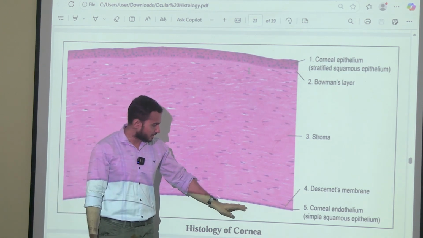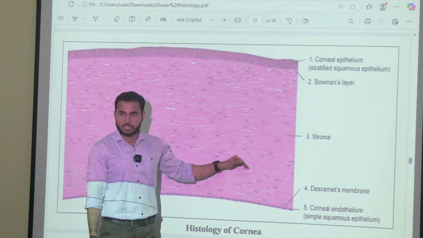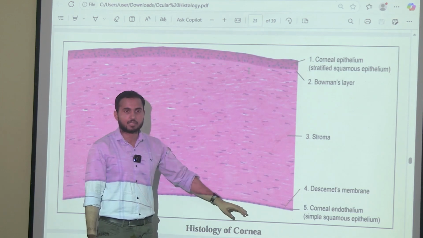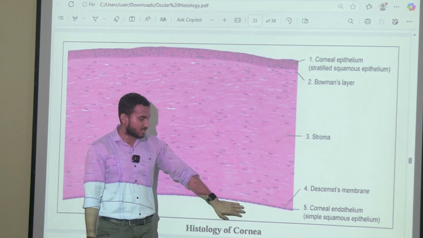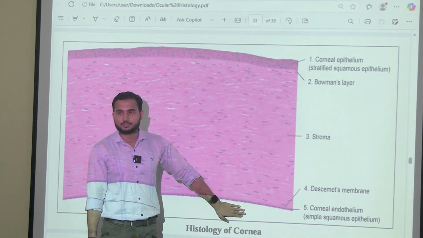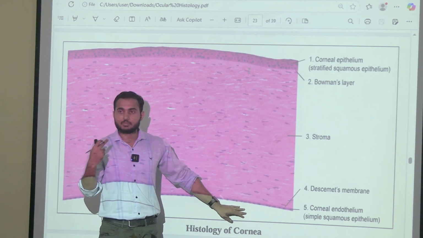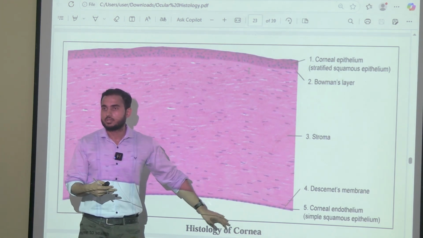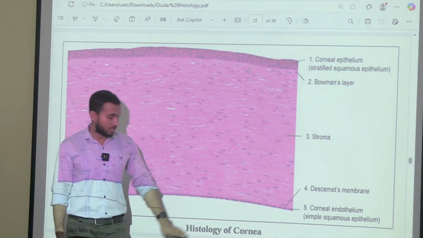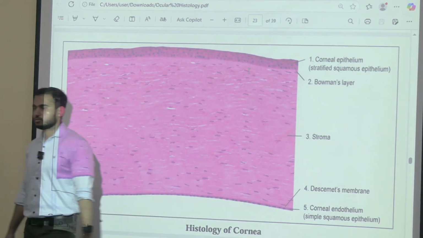Through aqueous humor only the nutrient has to go inside the cornea, right? So that's why here we will be getting the aqueous humor. And which chamber will be present over here? Which chamber of the eyeball? In the beginning I have shown you. Anterior chamber. Anterior chamber will be present over here.